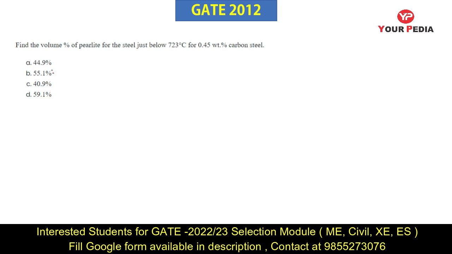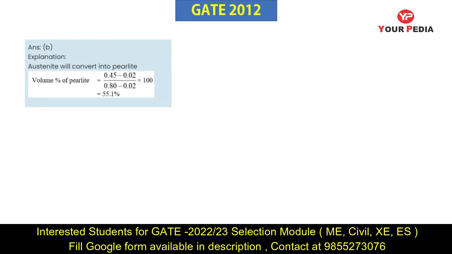Now find the volume percentage of pearlite just below this for 0.45% carbon. Now we have to calculate the volume percentage of pearlite. Again we can calculate the pearlite also. Similarly, here you can see the volume percentage of pearlite at this point. If you make this diagram again, you know that these three points are given to you.